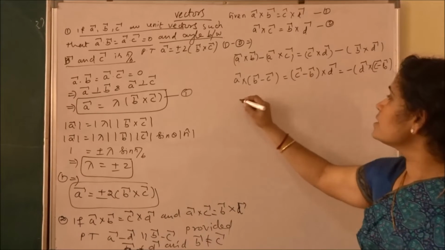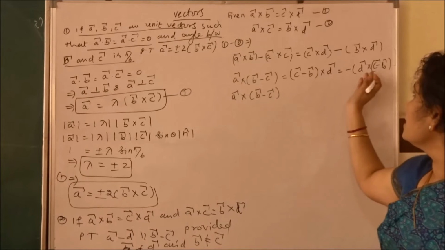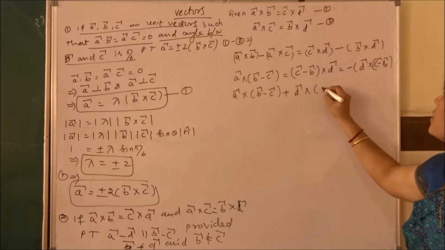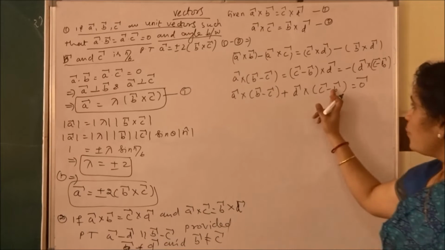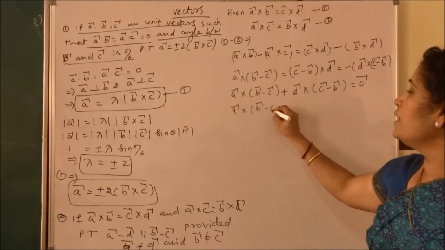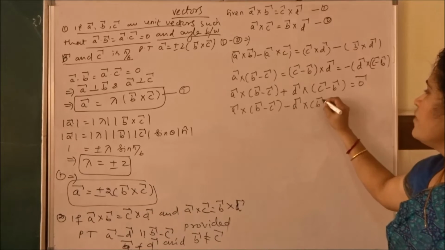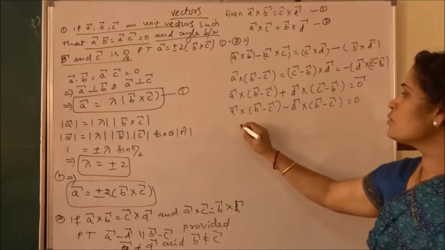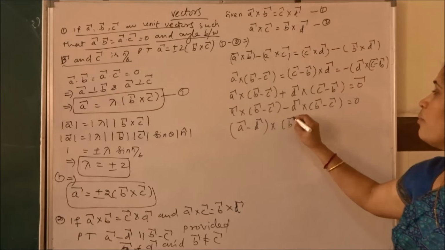Suppose I take this side, then I will get A cross (B minus C). That is, if I take this one plus D vector cross (C minus B) equal to 0 vector. Now suppose I change the sign here: if I take minus common, B minus C, then minus this I can write cross, that is B vector minus C vector equal to 0. So B cross C is common, so I can write (A vector minus D vector) cross (B vector minus C vector) equal to 0 vector.